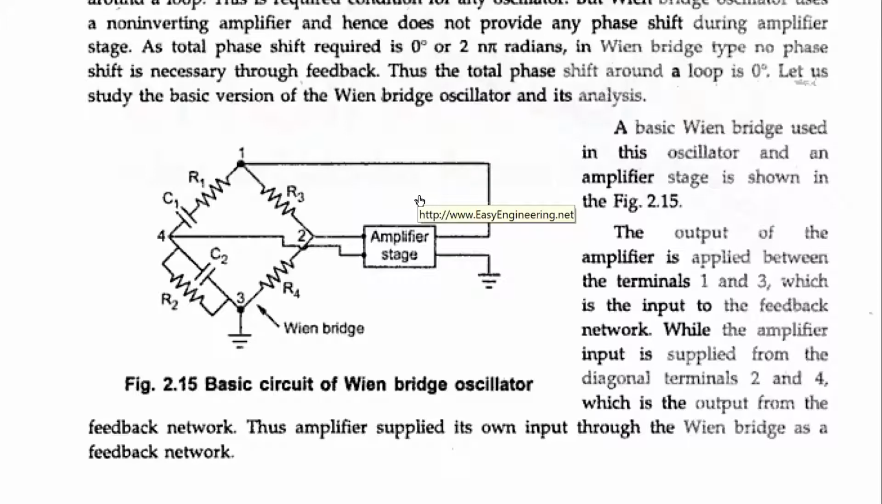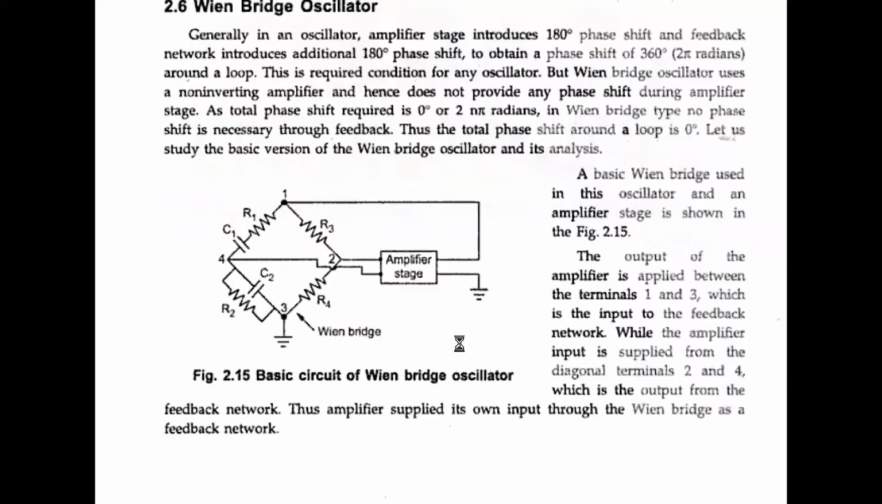So what people usually do is, one amplifier stage provides 180 degree phase shift, so they use two transistor amplifier stages, so that each amplifier stage provides 180 degrees. So 0 degrees plus 180 plus 180 will give 360, and the condition that the phase shift around the closed loop is 360 degrees is satisfied. Okay, right? So I will quickly show you the circuit.